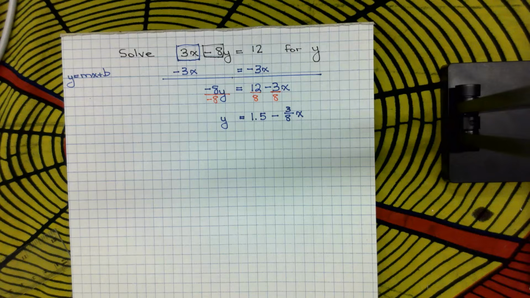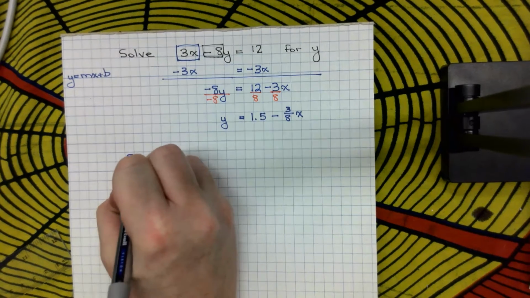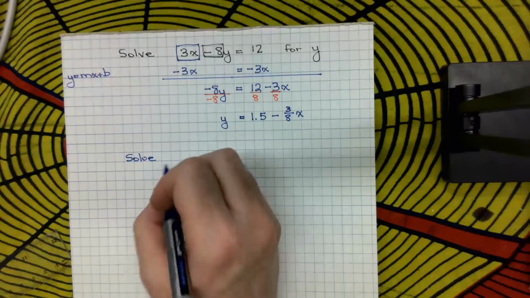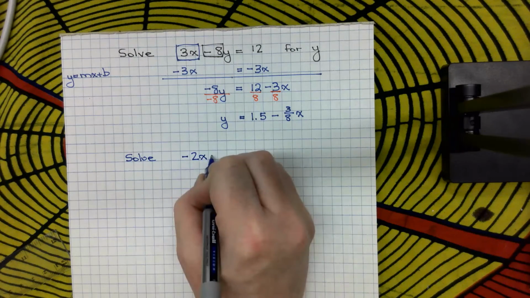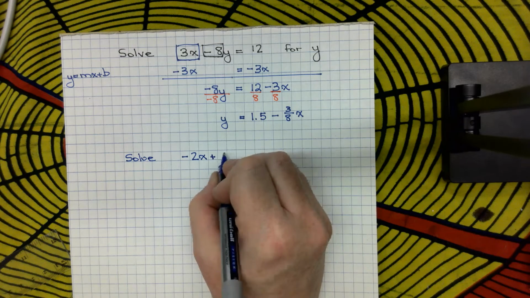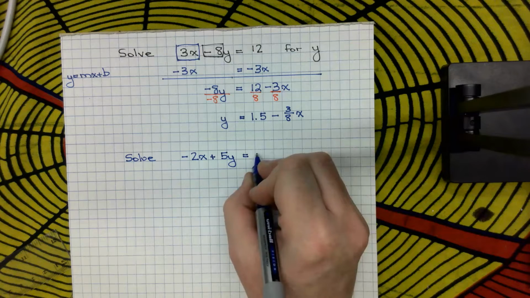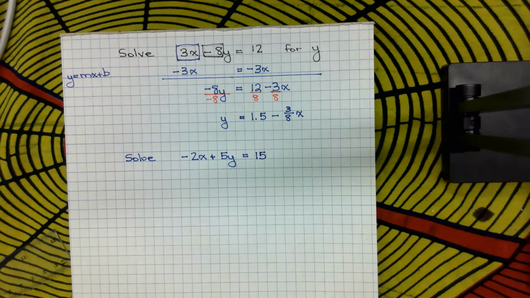So I'm actually going to do one more with you just in case. So maybe you can pause the video at this point and you can try it yourself and then see how it works out. So we're going to solve this time. Let's say we do negative 2x plus 5y is equal to, say, I don't know, 15. Okay, so again, when we're done, we want it to be in the form y equals mx plus b.